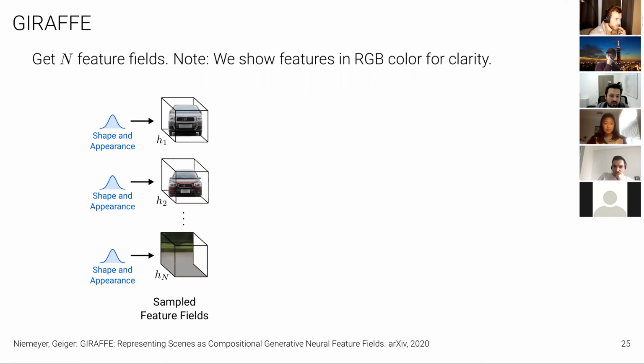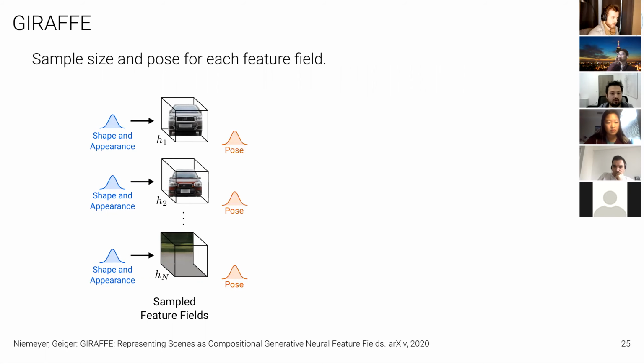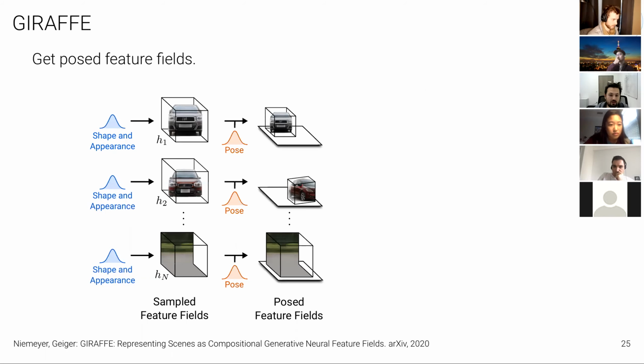One important point here is that you learn this in a canonical space. Then you sample the size and pose for each feature field, and then you can transform your feature fields into the same scene space. So now you arrange your scene by transforming it from the canonical pose to the shared 3D scene space.